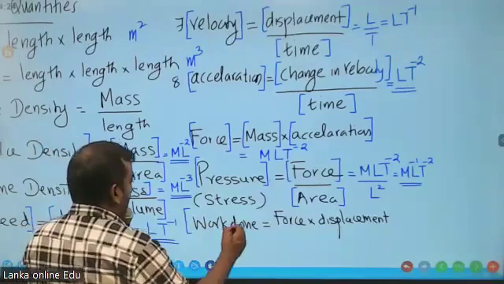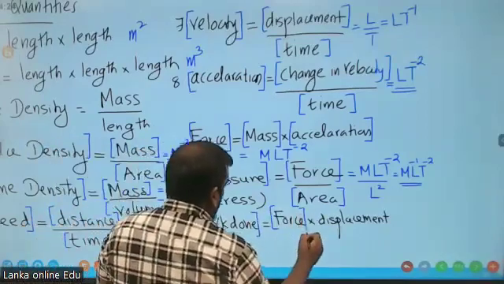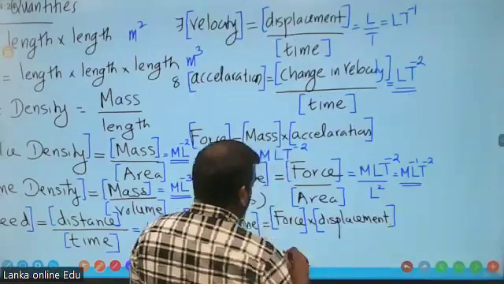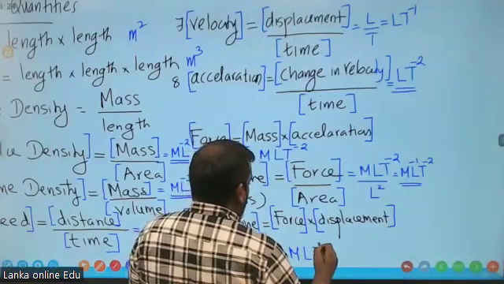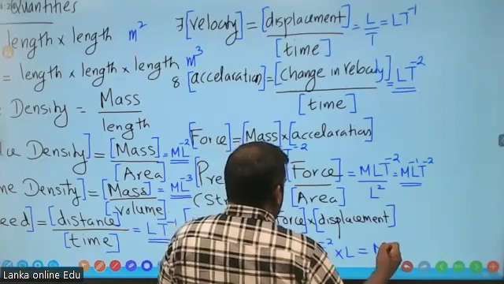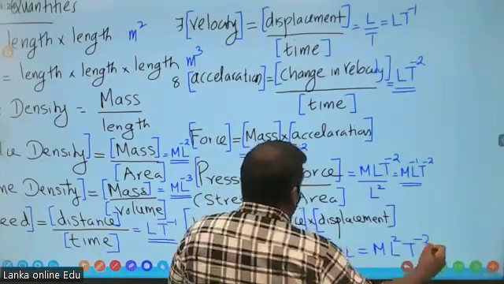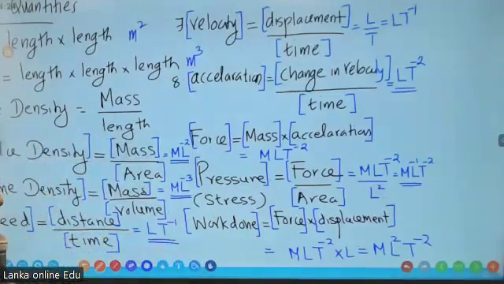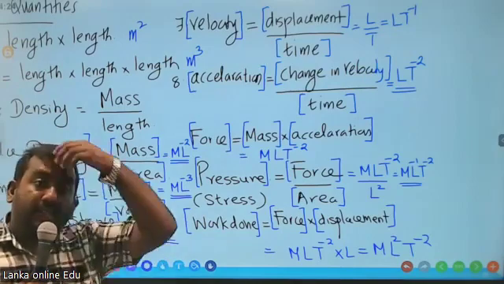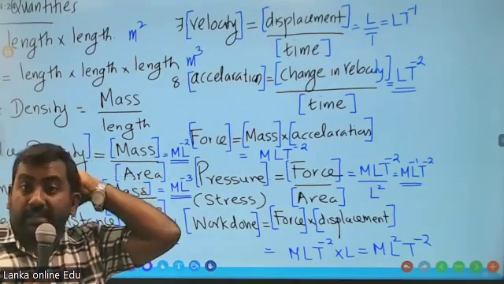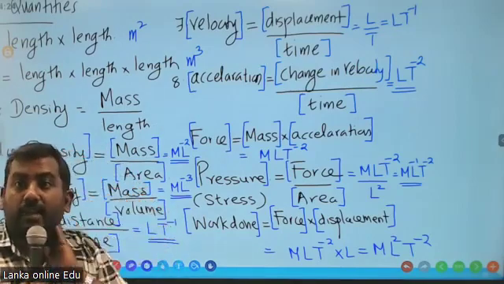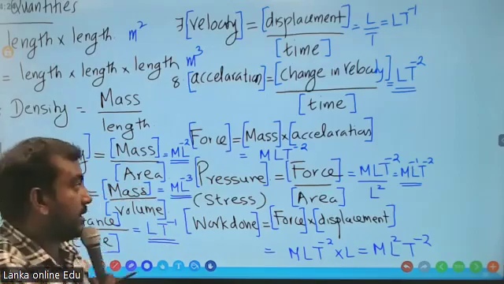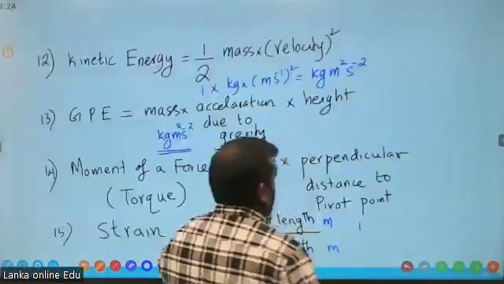Work done. Force into displacement. Force is MLT minus 2 into L. What is it? ML squared T minus 2. Have you all got this? Anybody writing this? No one. Okay. Next one.